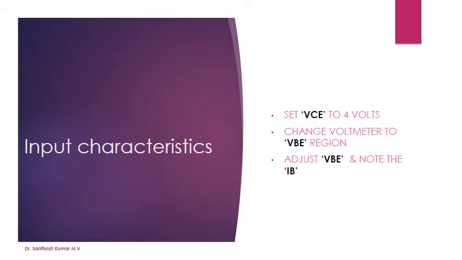The input characteristics study is carried out by first setting VCE to 4 volts and then changing the voltmeter to the VBE region. Then adjust VBE. The values of VBE are given in the tabular column, and the same values should be adjusted, and note the corresponding value of IB, and then all the values should be entered in the tabular column. This is a simple procedure. You can see it in detail in the next slide.